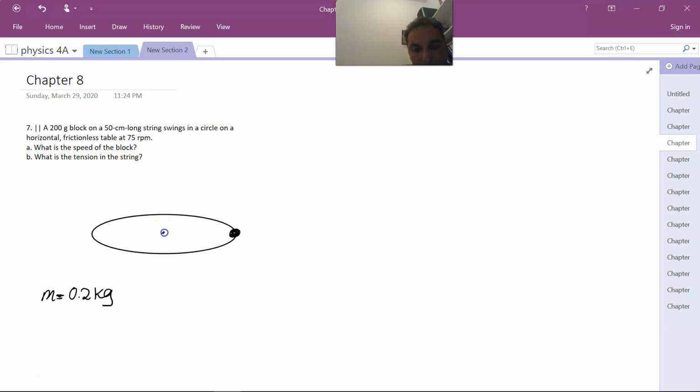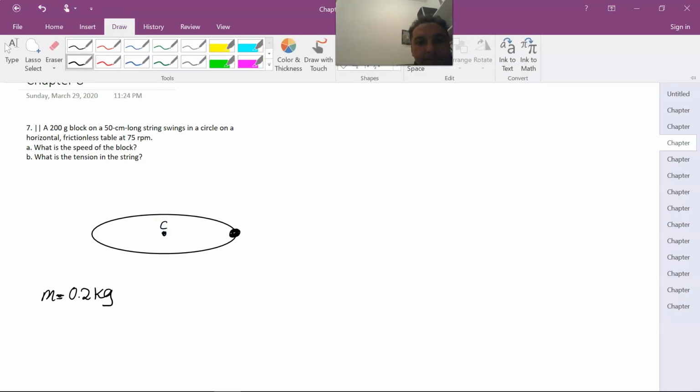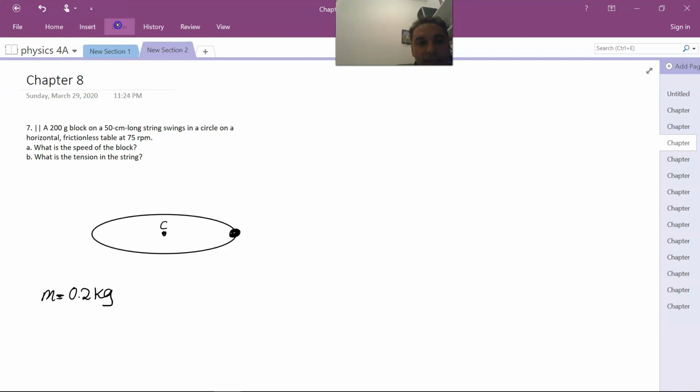So here is the center, correct? Then, guys, this is my radius, correct? So it says the radius is 50 centimeter, 0.5 meter. It swings in a circle on a horizontal frictionless table. So here we have a table, so the friction force is 0.